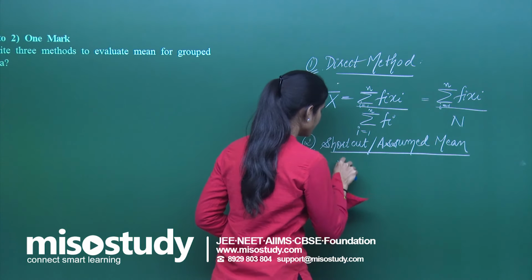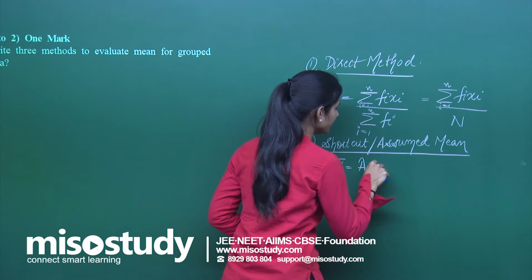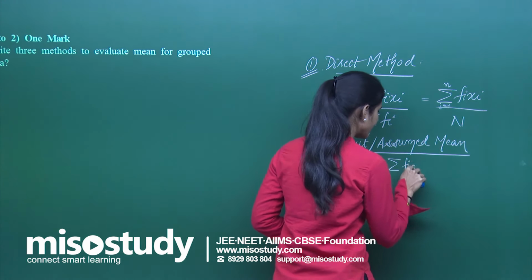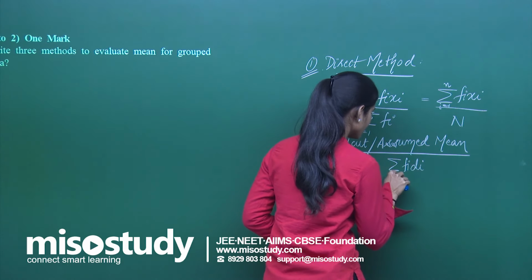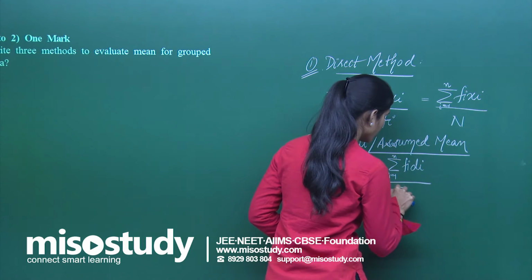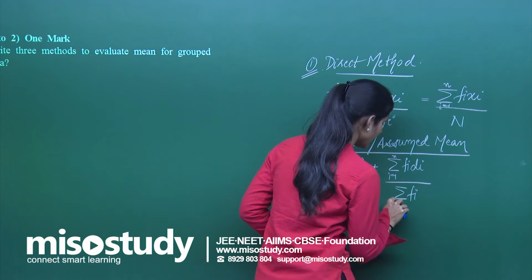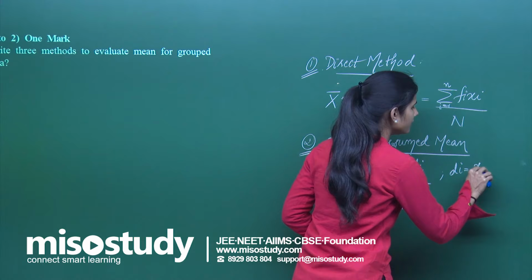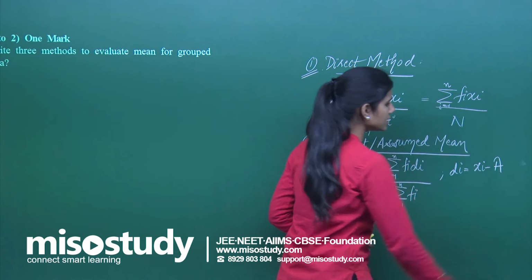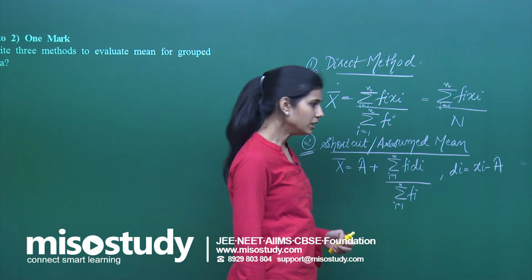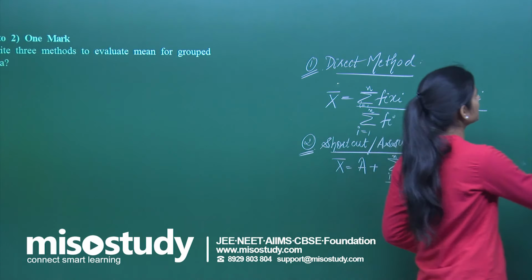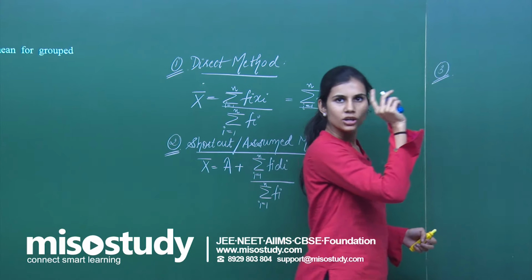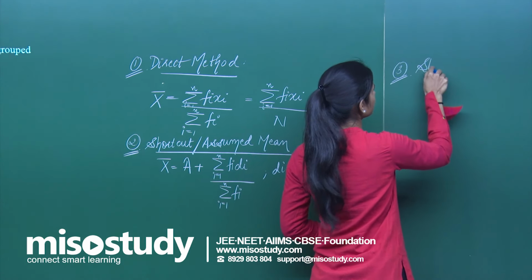Which says mean is equal to the assumed mean plus summation fi di, i varying from 1 to n, whole upon summation fi, i varying from 1 to n, where these di's are nothing but deviations of xi's from the assumed mean. Cool? And then there is this third method, which is your what? The step deviation method.